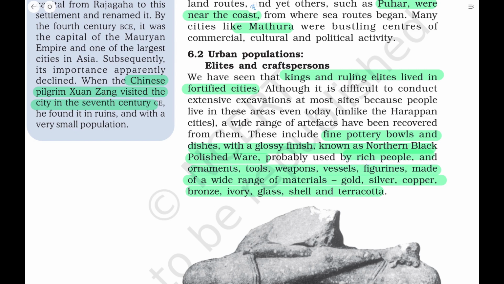Now let me tell you one thing. If I talk about the Indus Valley Civilization, note this down too. Okay, there was prevalence of red and black ware.